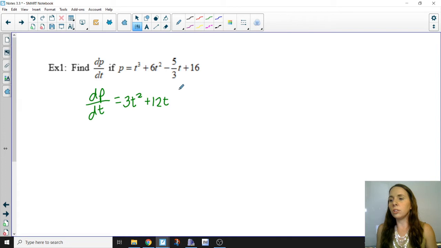Here, linear term, the slope of minus 5/3 t is minus 5/3. Just drop the t. And finally, our constant function rule, the derivative of 16 is 0. There's your answer.